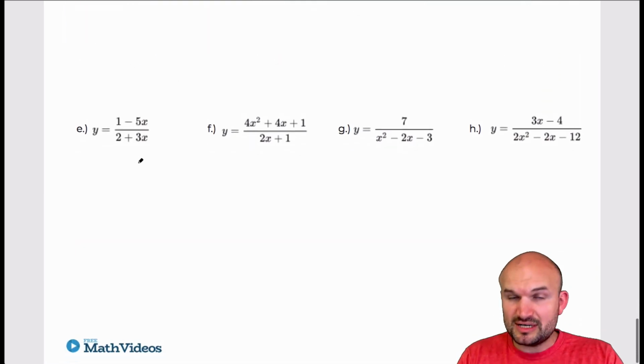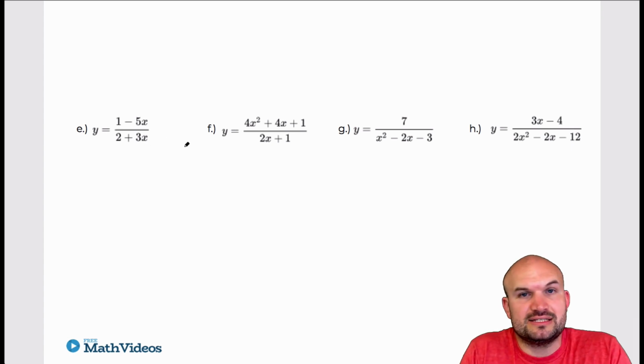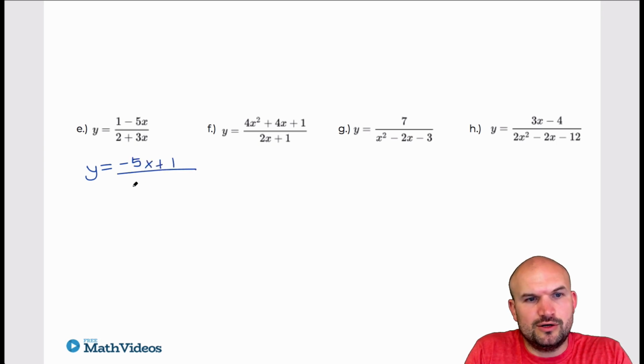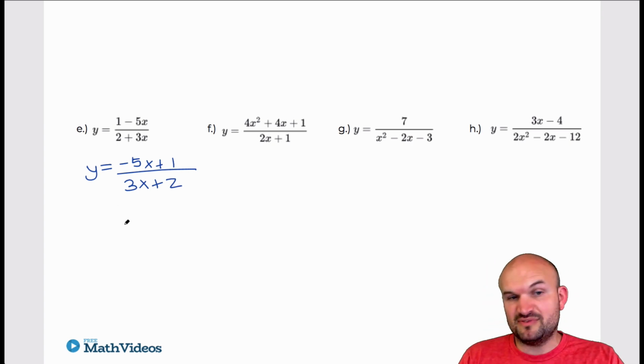In this first example, you want to see if you can simplify it. Now, there's really nothing I can simplify here. I could rearrange these if I wanted to: y equals negative 5x plus 1 over 3x plus 2. But there's really nothing that simplifies out.